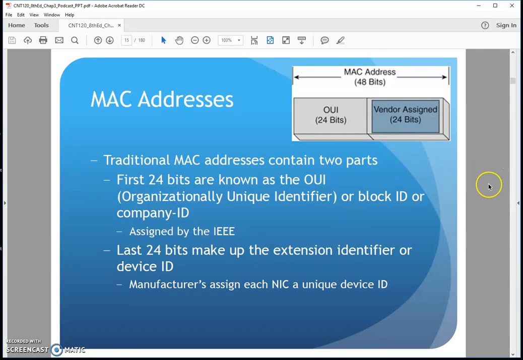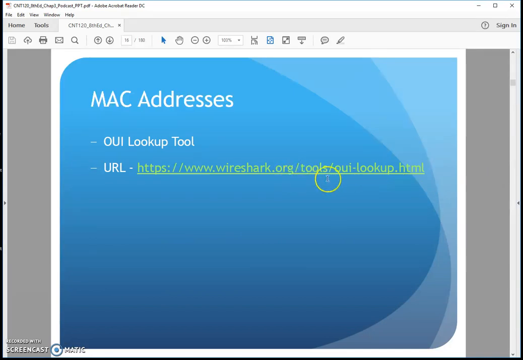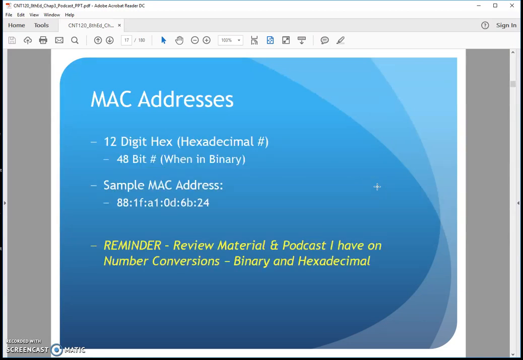So with that said, if I have a MAC address, I should be able to look it up to see who made it. Sometimes that's handy if you're dealing with network card issues, or trying to find a driver for a network card, etc. So it can be kind of handy, and I actually have a link to this tool. I'll show you the details of this in just a minute, so we can look up a MAC address and who manufactured it.